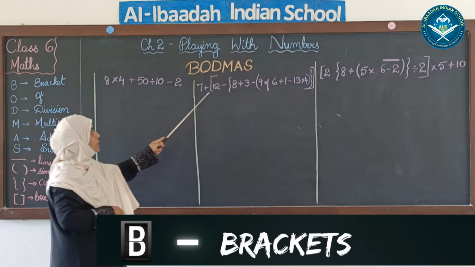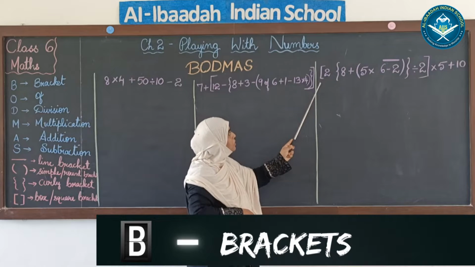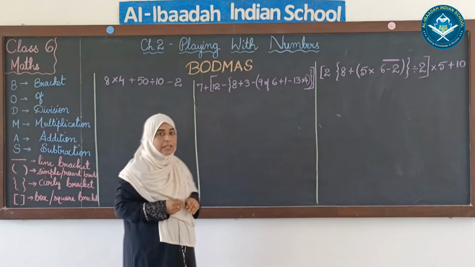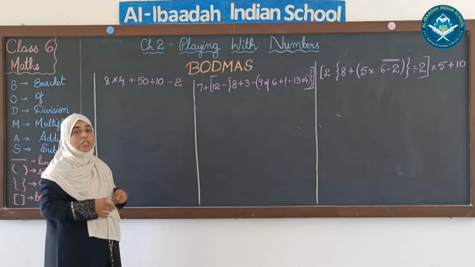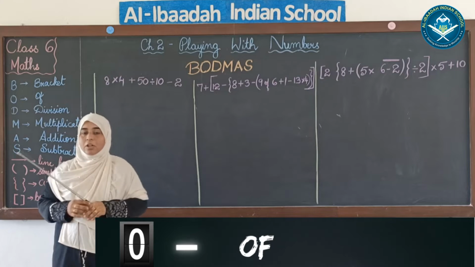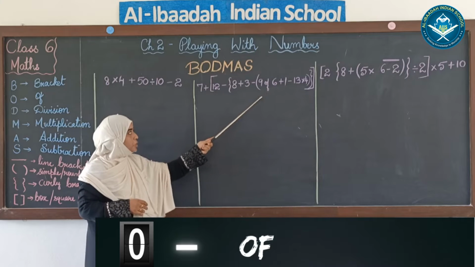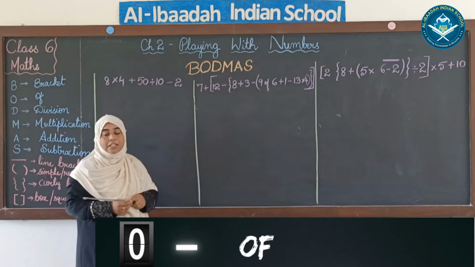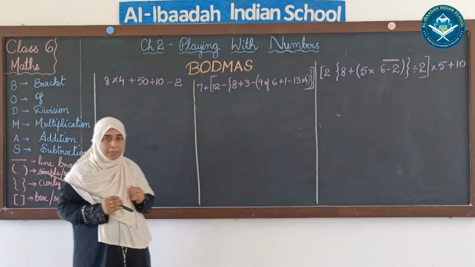You can see here in these two questions, there are a few lines or curves. So these are the brackets. We will discuss brackets in detail. Then next O stands for off. When there is off between the two numbers, that means we have to multiply those two numbers.